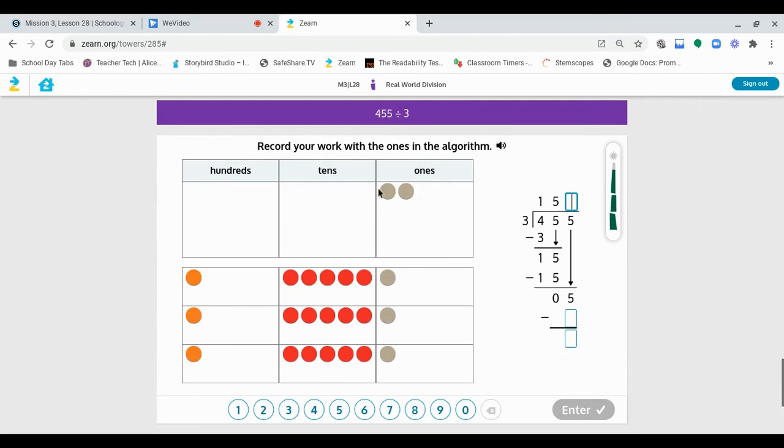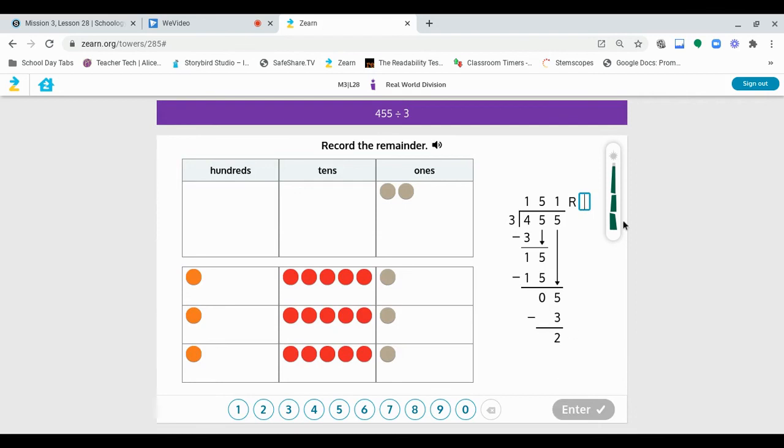Again, I had 5 ones, and I divided them into 3 groups. How many could I get in each group? 1. I can only fit 1 in each group. So I put a 1 there because 5 divided by 3 is 1. My second step was to multiply. I had 3 groups of 1. 3 times 1, or 3 groups of 1, is 3. And then I subtract to see if I had any left over, and I did. And that is 2. So 5 minus 3 is 2.